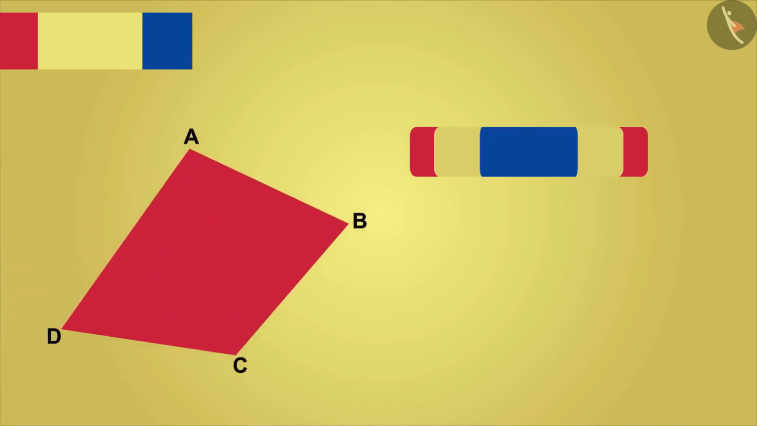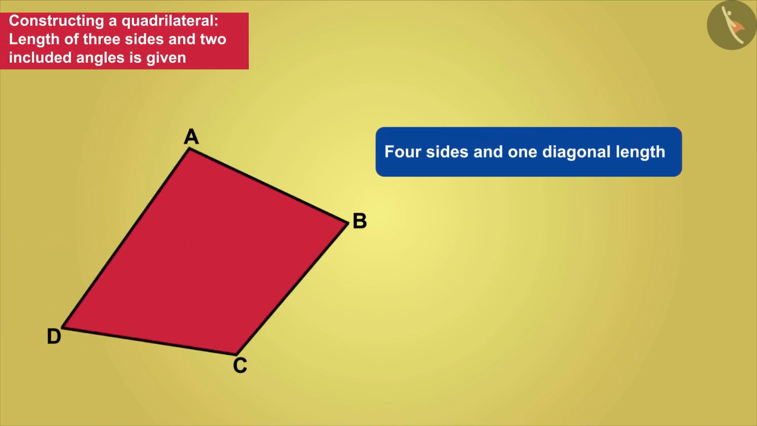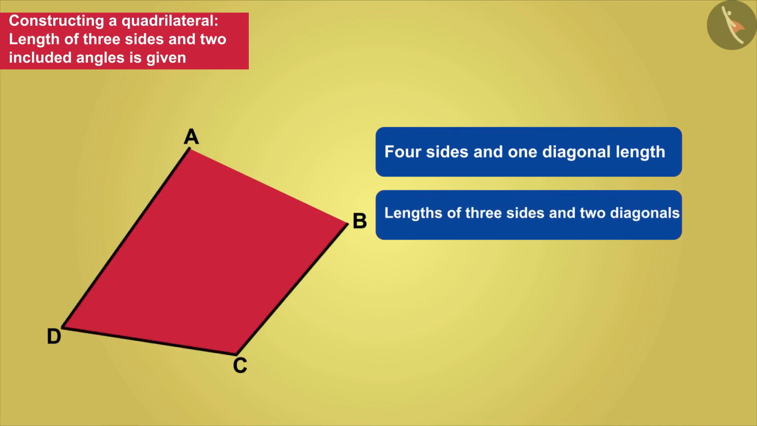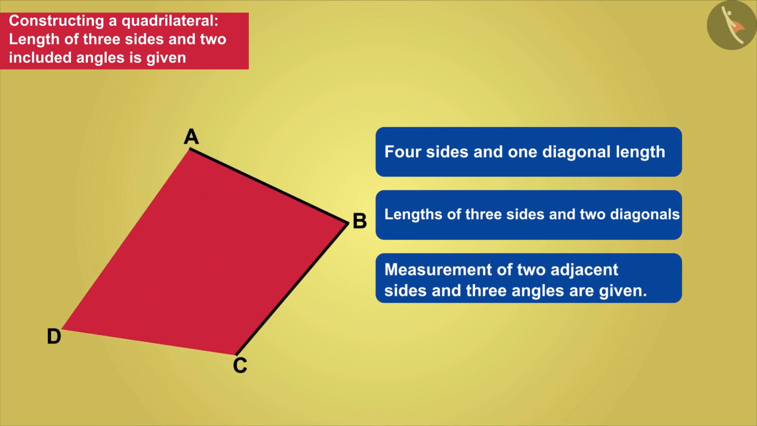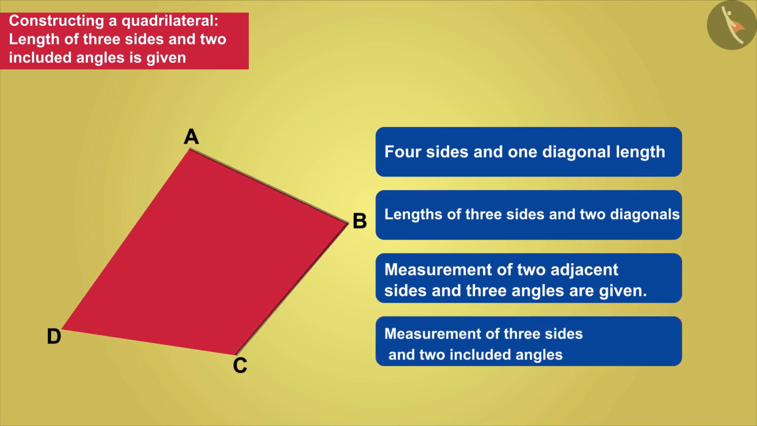So far, we have learned to construct quadrilaterals in which 4 sides and 1 diagonal, lengths of any 3 sides and 2 diagonals, and measurements of 2 adjacent sides and 3 angles are given. Today in this video, we will learn how to construct a quadrilateral in the 4th way, when given the measurement of 3 sides and 2 angles between them.